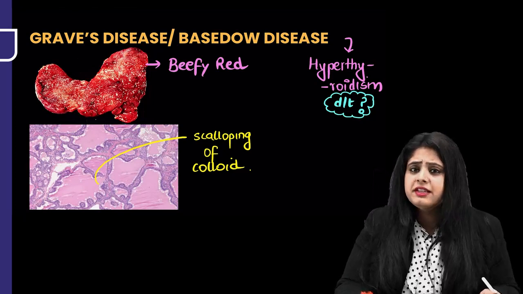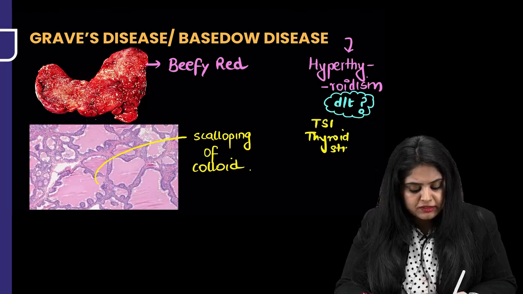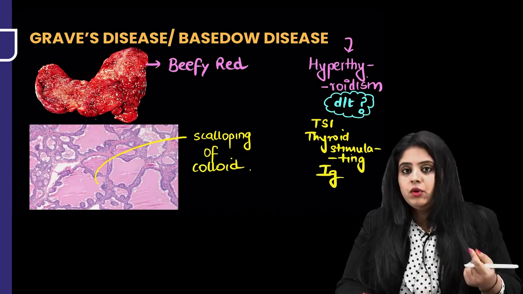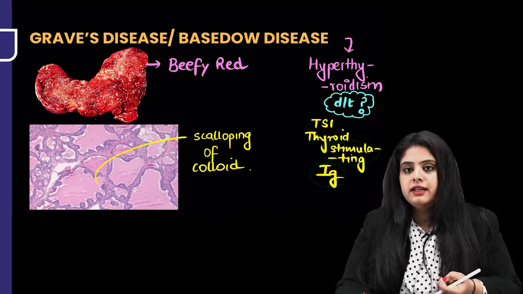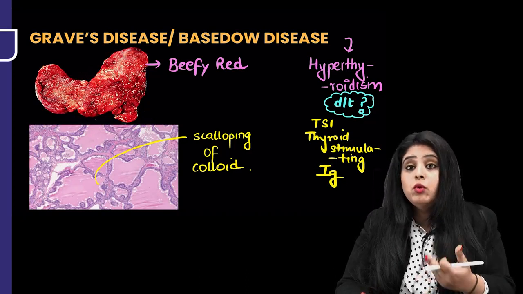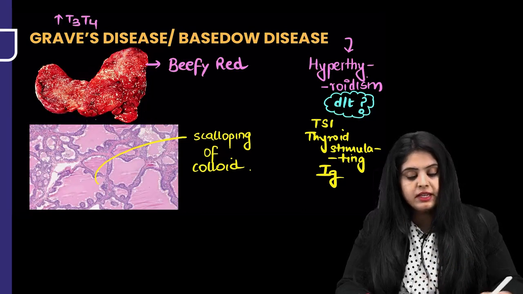And how does it increase the activity? Of course, it has some antibodies. It is because of something known as thyroid stimulating immunoglobulins. Some antibodies are there. They are stimulating the thyroid. They are telling the thyroid to do more work, make more T3 and T4. That is why it is resulting in hyperthyroidism.